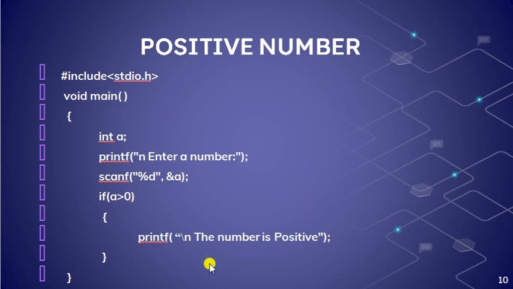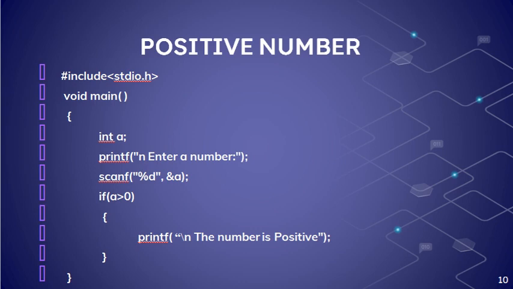If it is greater than 0, then it will print "number is positive". If it is not greater than 0, it does not print the statement. It will go out of this block. That is what happens in the case of checking whether a given number is positive or not.